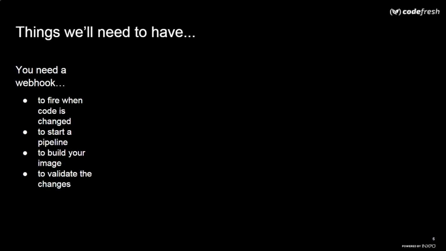We're starting from the git commit. So that means we're going to need a webhook, which is going to fire when code is changed, which is going to start a pipeline, which is going to build the image and validate the changes. And what are the changes? Well, the changes are actually two things. It's your code that you're validating, but more than that, it's actually your image that you're validating.